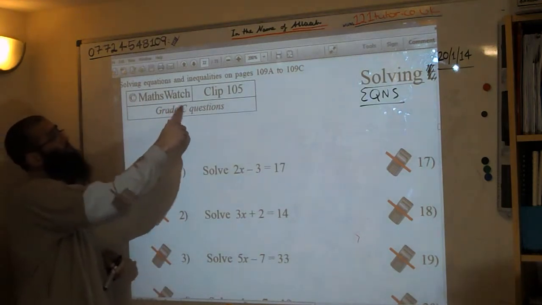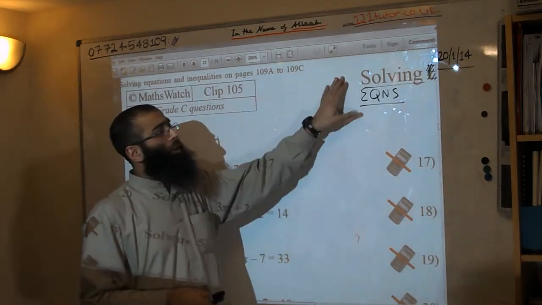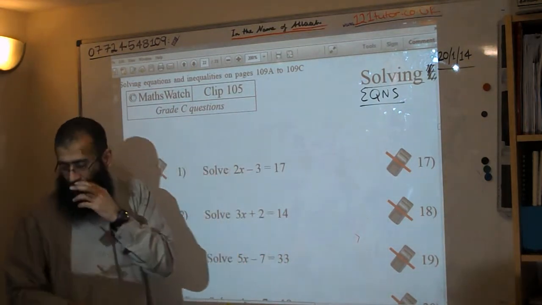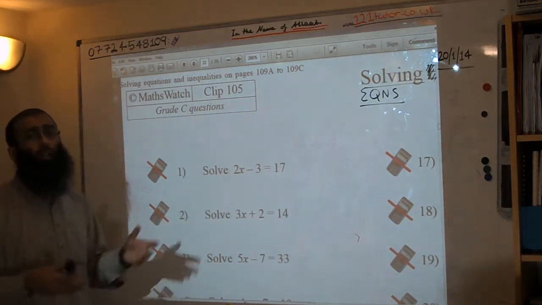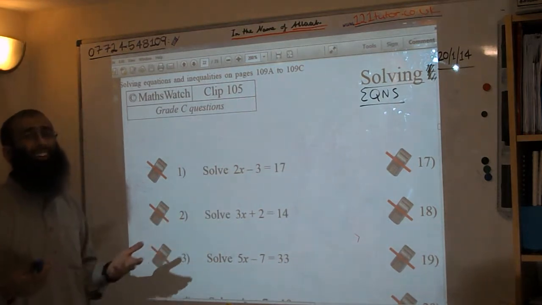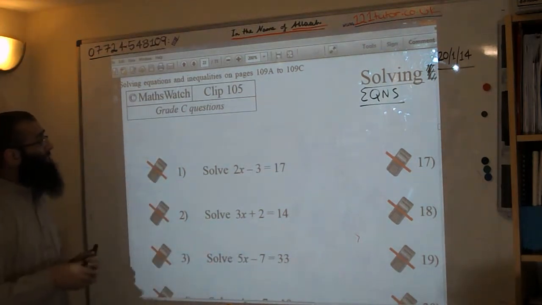We're looking at Maths Watch CD work, grade C, clip 105, looking at solving equations. Today we're going to be looking at simple two-step equations, looking at the brackets as well, looking at double-sided, looking also at the fractional ones. So without any further delay, let's get started with this particular question.